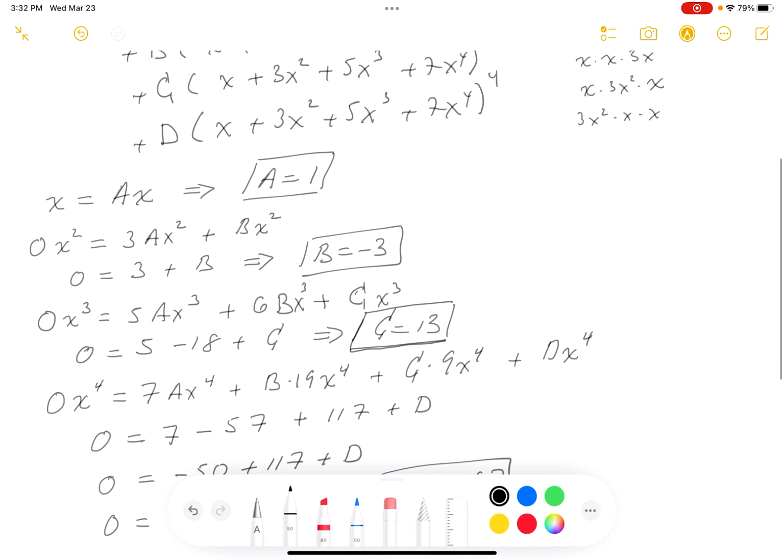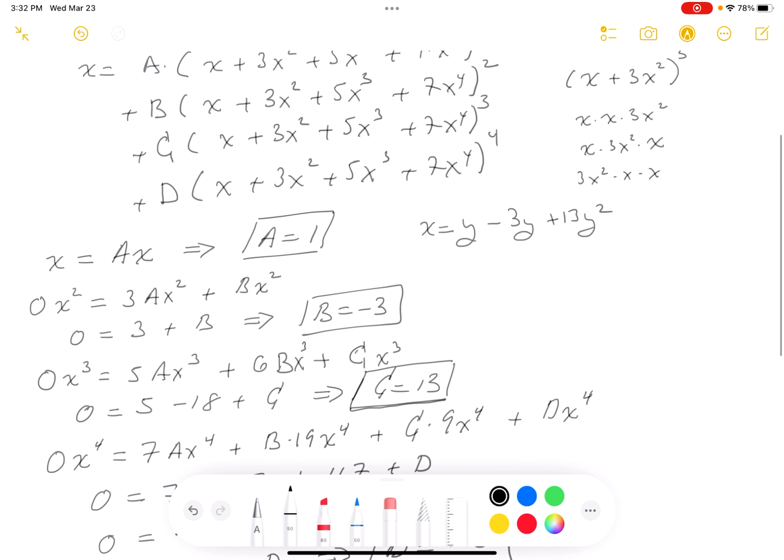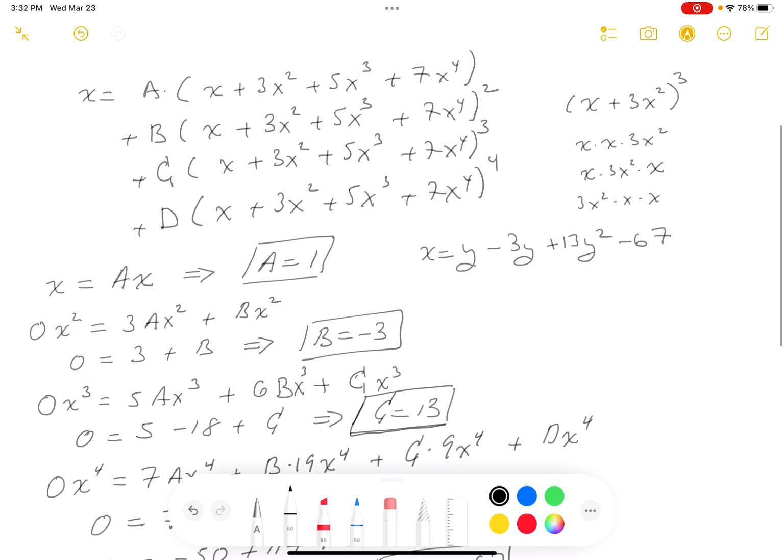What am I going to do? Write it down. And let's make sure we can do x equals y minus 3y squared plus 13y cubed minus 67y4. Wait a second, I wrote a square. Sorry about that. That's a cube. I'll clean it up though. Give me a second.